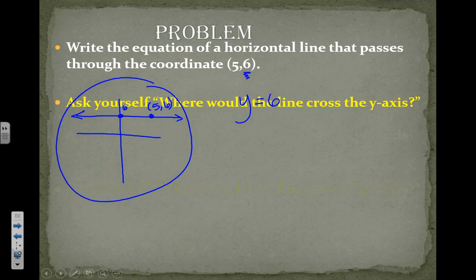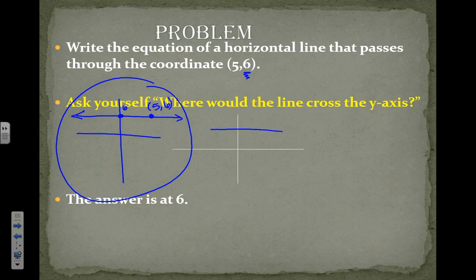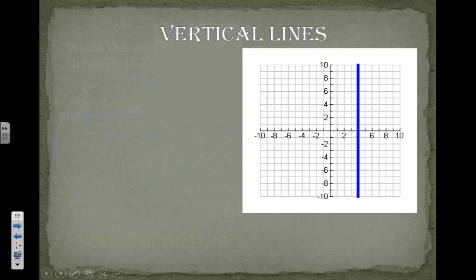So ask ourselves, where would the line cross the y-axis, as I just talked us through? The answer is 6. I forgot I gave myself this grid, so there's the same diagram. Our equation is y equals 6. All right, let's move on to vertical lines.